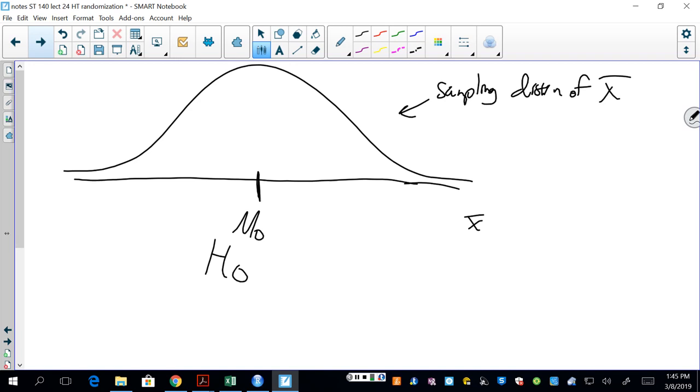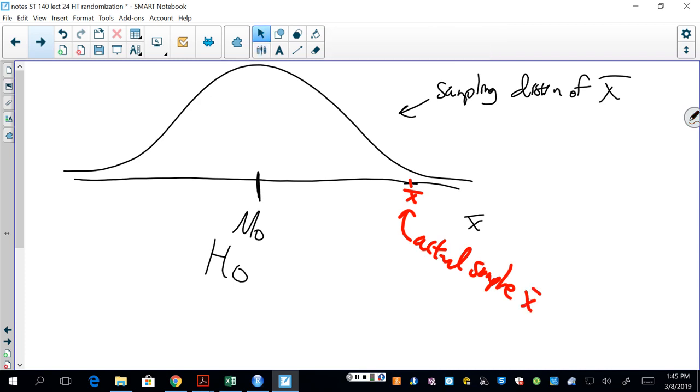But if our actual sample X bar ends up being kind of out there, that's kind of unusual. If the distribution really was supposed to be here, we got something way out in the tail, or way out here. And so the business of hypothesis testing is quantifying that.